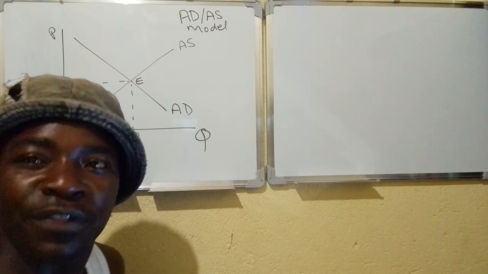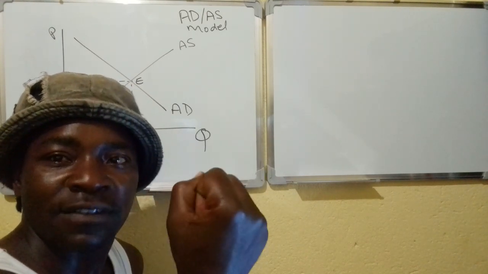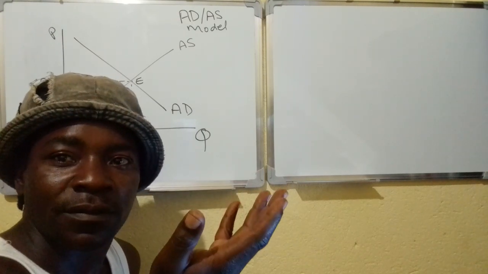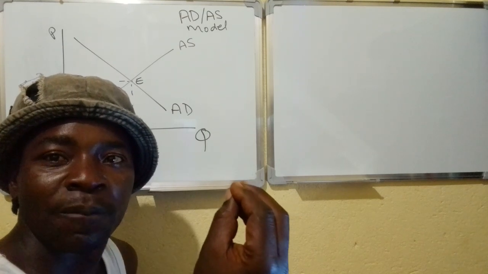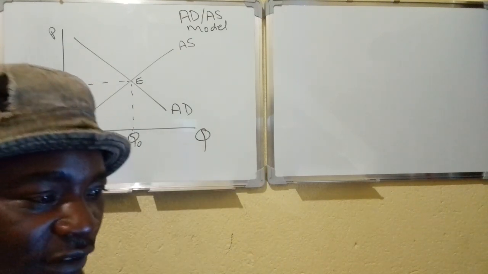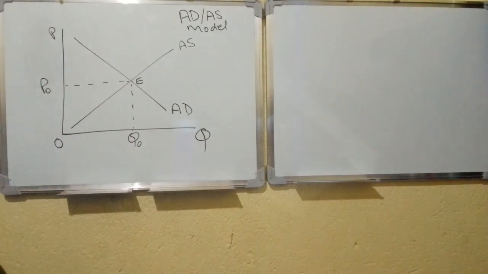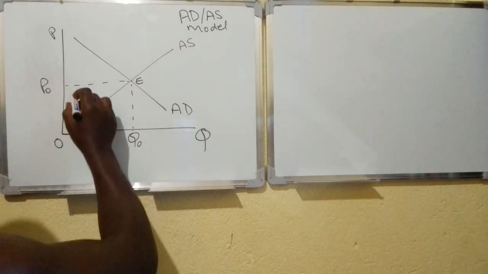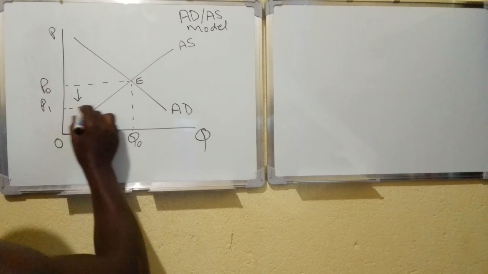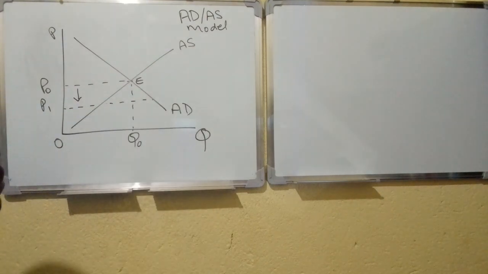So can you see the wealth effect? When prices increase, our wealth levels decrease. When prices fall, our wealth levels increase. Why? The purchasing power of money either goes up or goes down. I've just explained that one. So it's related to the price levels. So the wealth effect, when prices, for example, drop to P1, for now ignore the aggregate supply curve, okay?